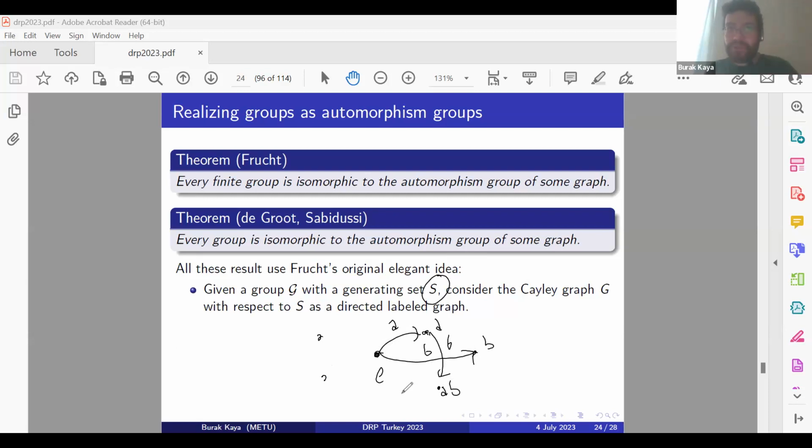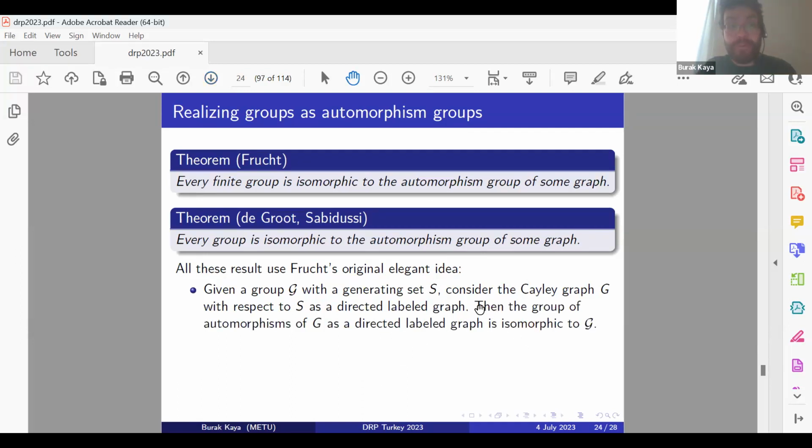The Cayley graph is not a usual graph here. It's a directed labeled graph. So every edge has a direction unless S is symmetric, and every edge also has a label, okay? Now, you look at this as a directed labeled graph. And when you compute the automorphism group of this graph as a directed labeled graph, so you're not looking at the usual automorphisms, you're looking at the directed labeled graph automorphisms, meaning that your isomorphism should respect directions and it has to respect labels as well. Then that becomes isomorphic to the original group G.